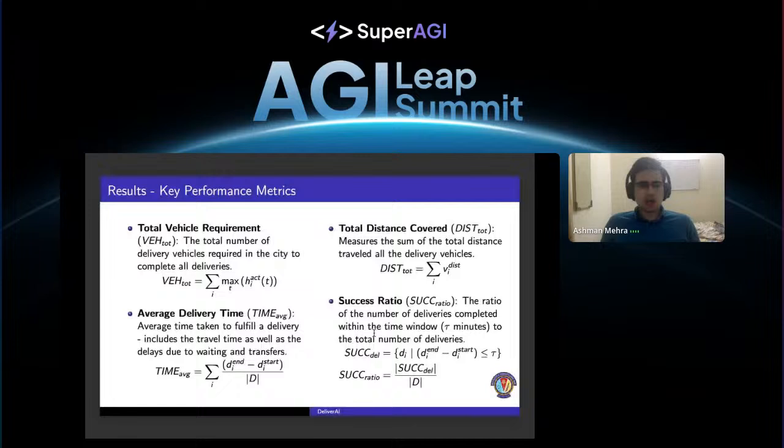So talking about the key performance metrics, this is particularly very important because whenever we have a model, we need to judge how well it is acting with respect to others. So we devise these 4 key metrics, which might seem a bit too wordy, but they are actually very intuitive. They have a one-to-one relationship with our objectives. We are trying to minimize the total vehicle requirement. We are trying to minimize the delivery time. We are trying to minimize the distance, and we are also trying to maximize the success ratio, which is basically the deliveries that are delivered within their assigned time window.